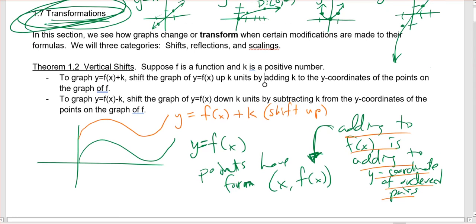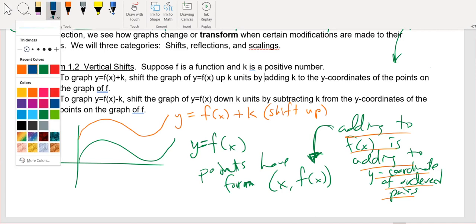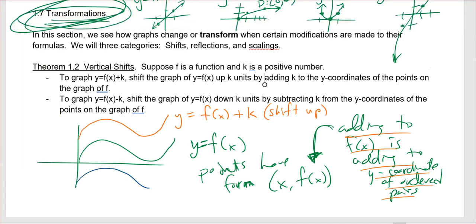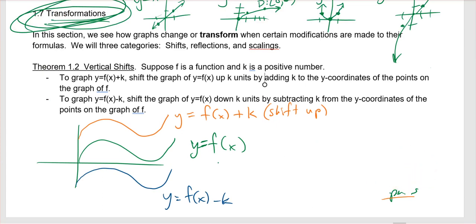And similarly here, when we subtract, we could draw that. Maybe we'll put that in blue. We can subtract, right? And y equals f of x minus k would be here, right? So let me get rid of this. We're moving up and down because we're adding and subtracting from the function value, right? The function value is the y-coordinate.